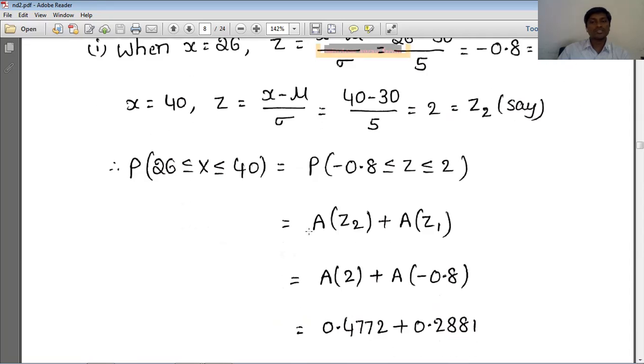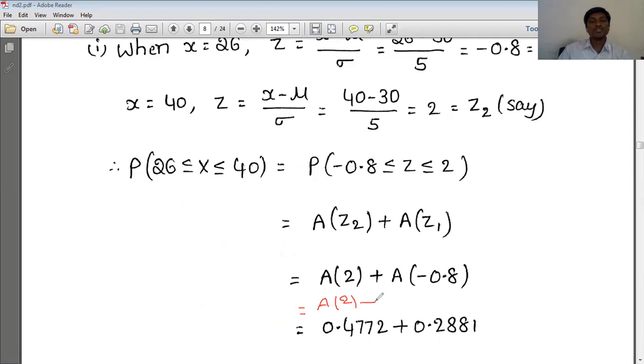In that case, the formula is area of z2 plus area of z1. Now area of 2 plus area of minus 0.8. The normal curve is symmetrical, so area must always be positive. If you get a negative value, we simply write area of 2 plus area of 0.8, due to symmetry.